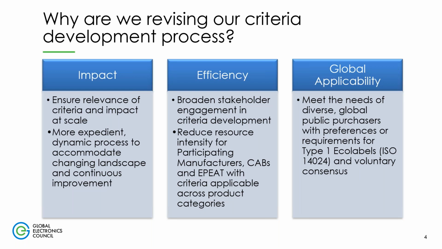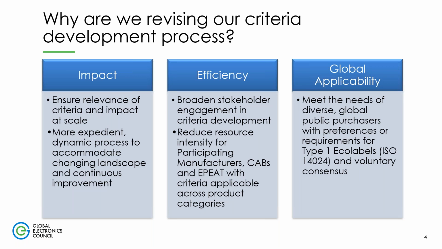Our new process is intended to create a more efficient, focused criteria development process that we really hope will broaden stakeholder engagement. Now, the approach to criteria development, and specifically the harmonization of criteria across EPEAT product categories, is aimed at creating efficiencies as well in conformity assessment for manufacturers, conformity assurance bodies, or CABs as we call them, as well as the EPEAT program itself.